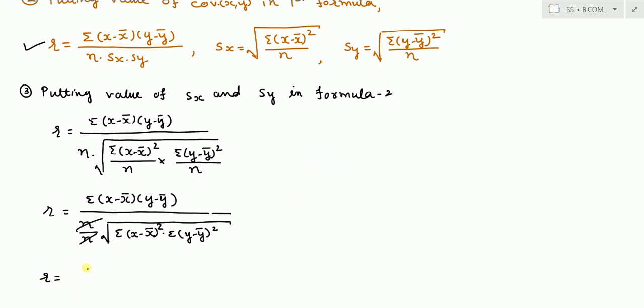R equal to sigma x minus x bar into y minus y bar upon under root of sigma x minus x bar whole square into under root of sigma y minus y bar whole square. This is our formula number 3.